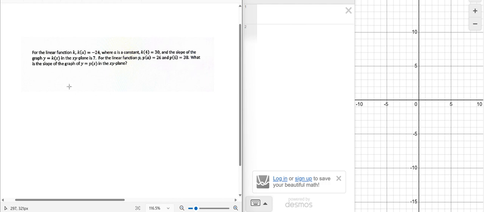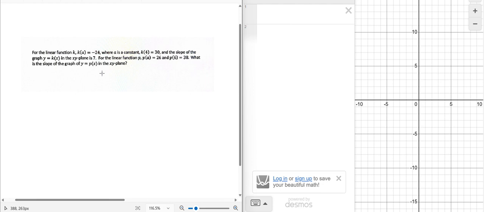So what it is saying here is, for the linear function k, k(a) equals minus 24, where a is a constant, and k(4) equals 30. I don't need to teach you the basic concept of this. This a means x and this minus 24 means y. You need to know this basic concept of a function. And the slope of the graph y equals kx in the xy plane is 7. So this linear function's slope is given here, which is 7.